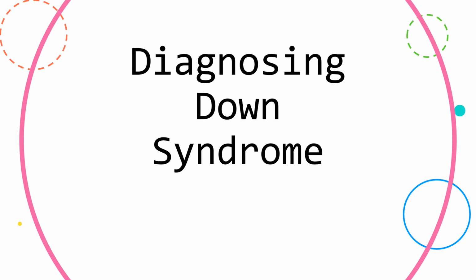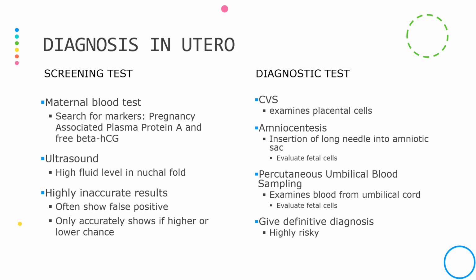The diagnosing of Down syndrome. There are several in vitro tests that can be done to diagnose Down syndrome. The two major types are screening tests and diagnostic tests.